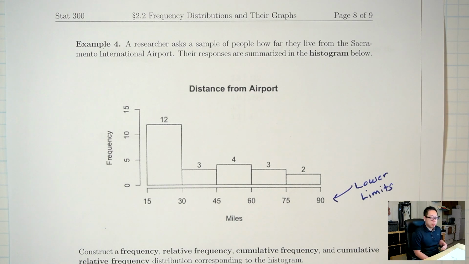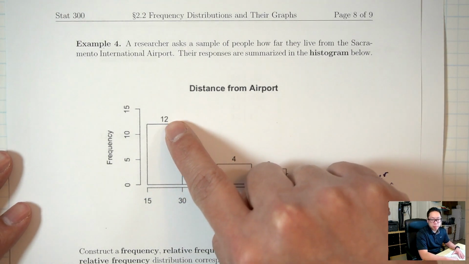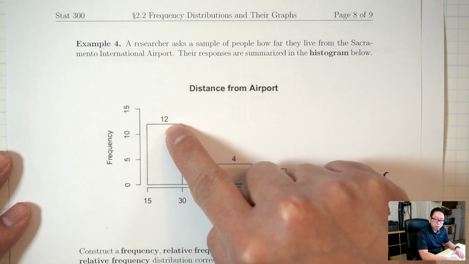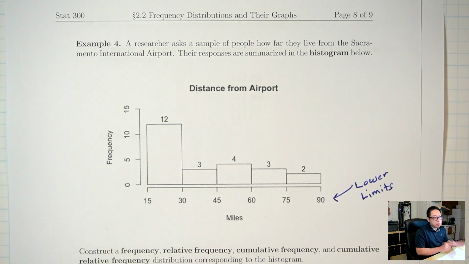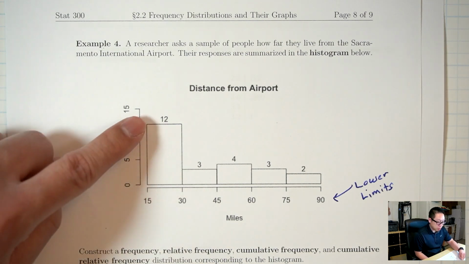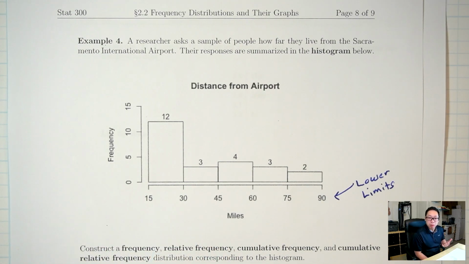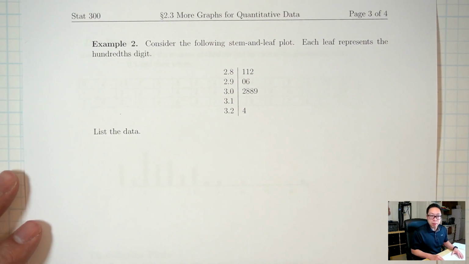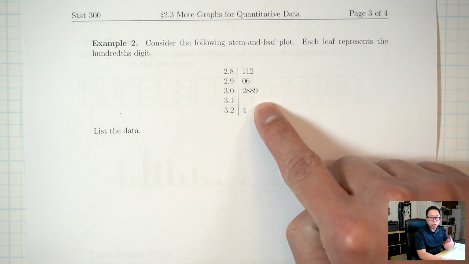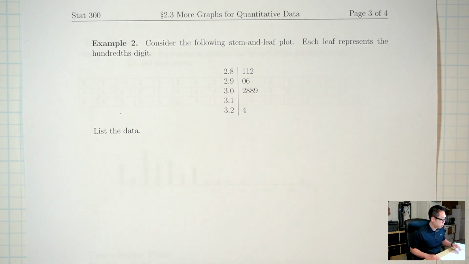So if I give you a histogram, what information can you tell me? What does this 12 mean? This 12 means that there are 12 people who live somewhere between 15 and 30 miles from the airport. And that's really all you can tell me, right? You can't really tell me what the actual numbers are. Now, this is one of the advantages of a stem and leaf plot. If I give you a stem and leaf plot, you can actually go backwards and tell me what the original numbers are. Okay, and this is what we're doing in example 2.